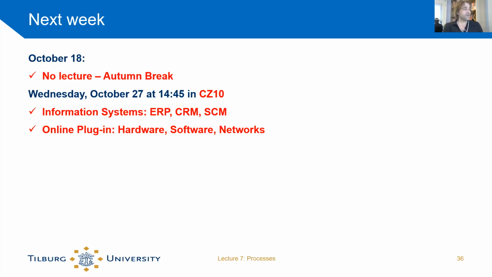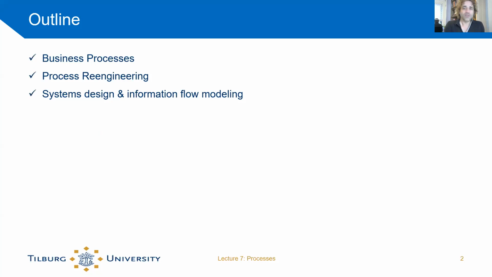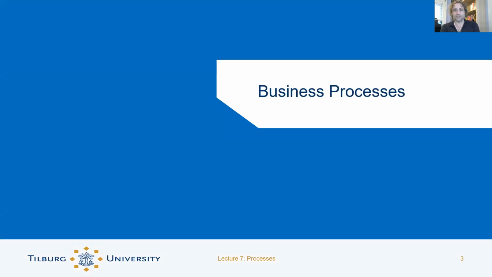Okay, having said all the formalities, let's go to business processes. I promised that the lecture would be a bit shorter this week, so let's see if I can keep my promise. So what are we going to do? We're going to talk about business processes, business process reengineering, and about systems design and information flow modeling in that order. So let's start with business process.